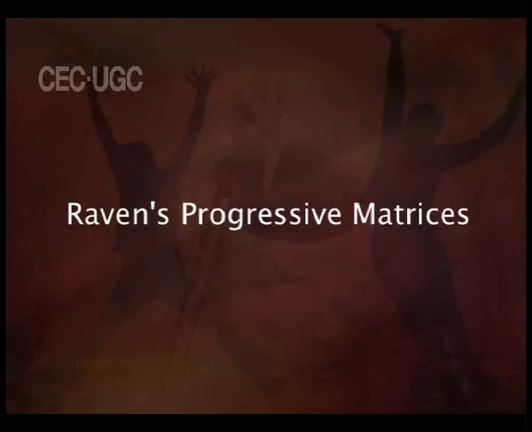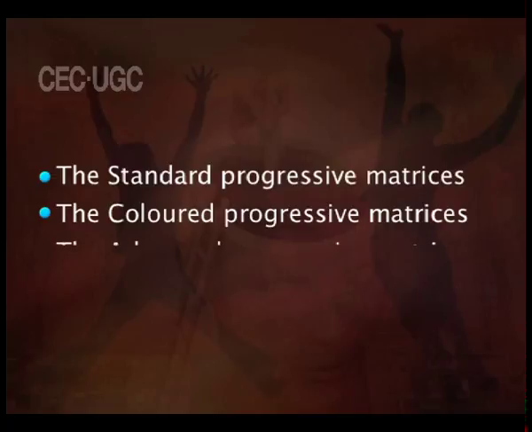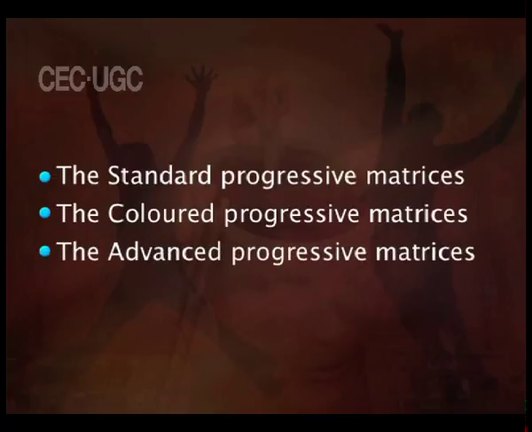One of the most well known of these tests is the Raven's progressive matrices, which is the most widely used non-verbal culture fair test of intelligence, which is designed to measure visual spatial reasoning and general intelligence. There are three forms of this test. We have the standard progressive matrices, the colored progressive matrices, and the advanced progressive matrices.